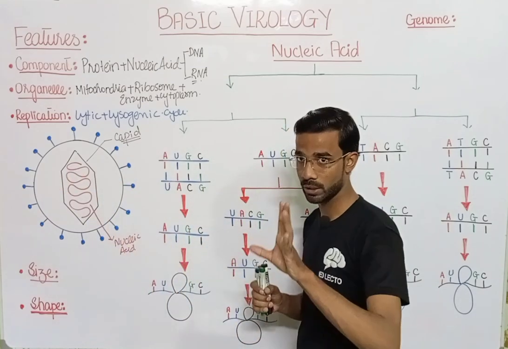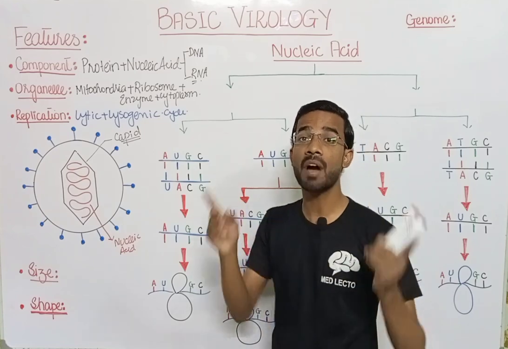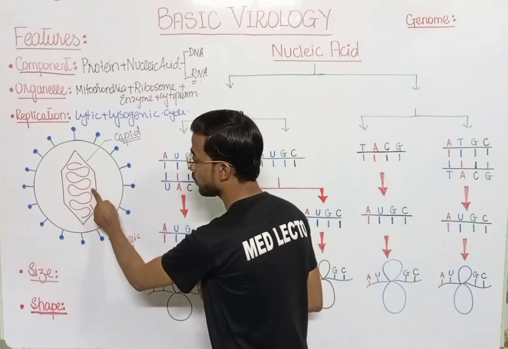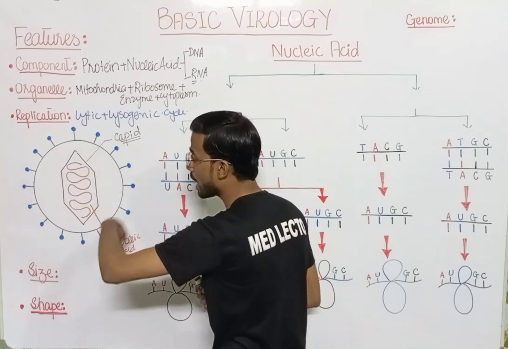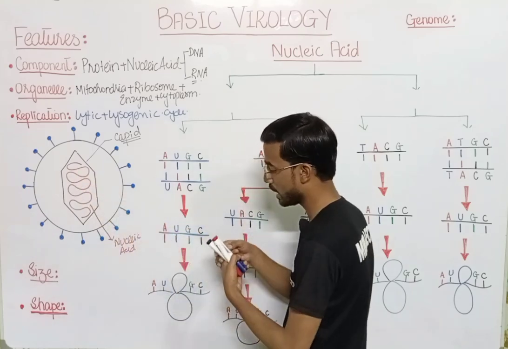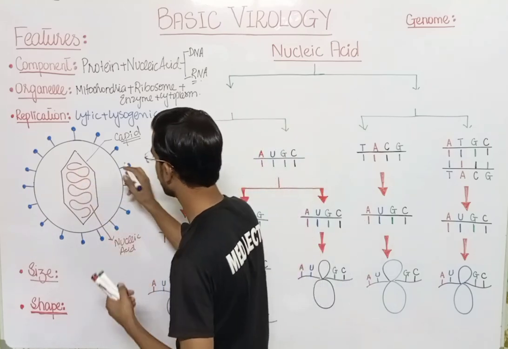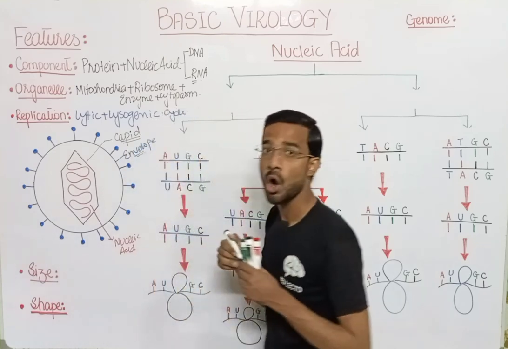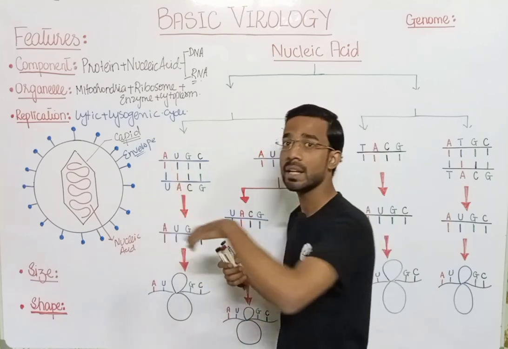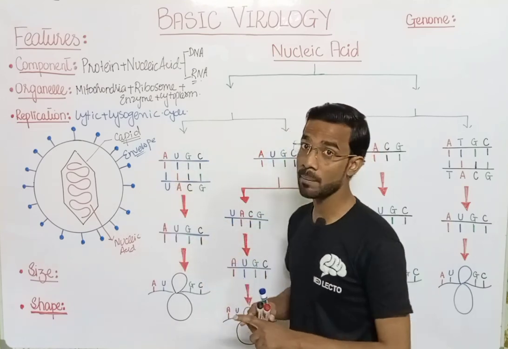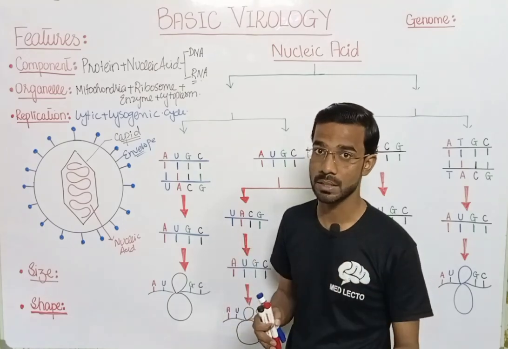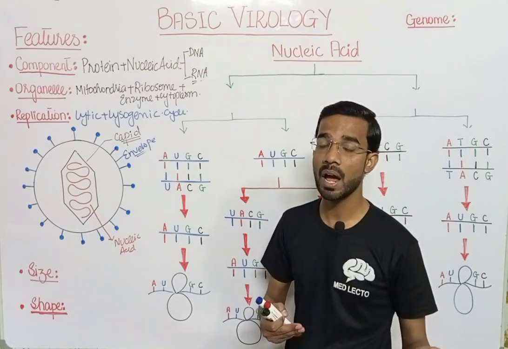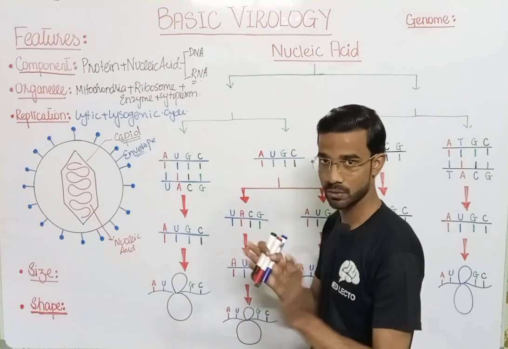The second important thing is that some viruses get enveloped from the host. If you see here, this is the virus, and this virus has an envelope around itself. That envelope actually comes from the host. That's why we call them enveloped viruses. But remember that the envelope is not present in all viruses. Some viruses have an envelope and some have no envelope. So this point is very important.